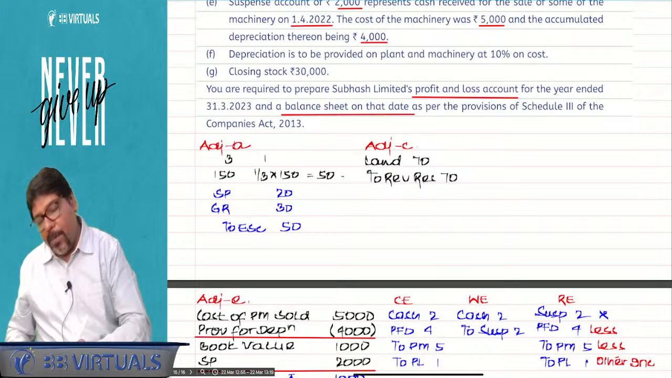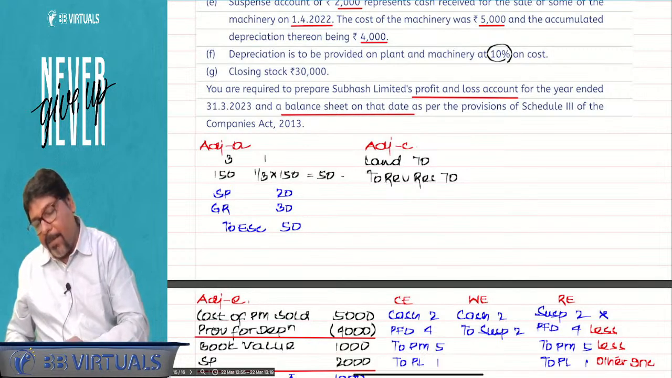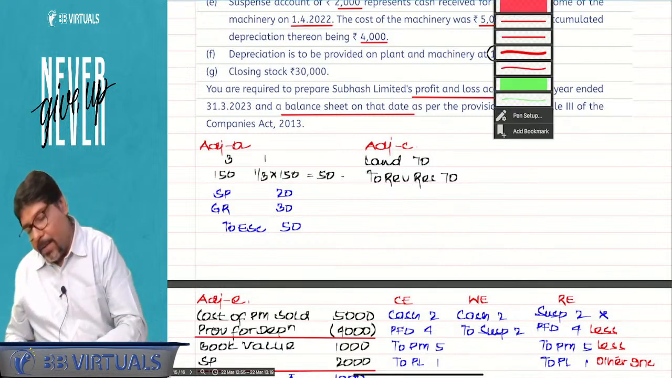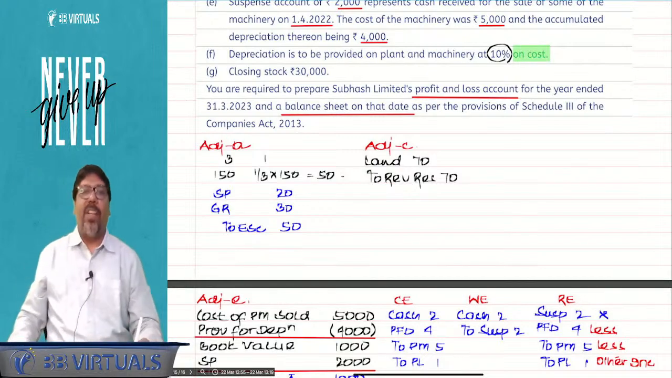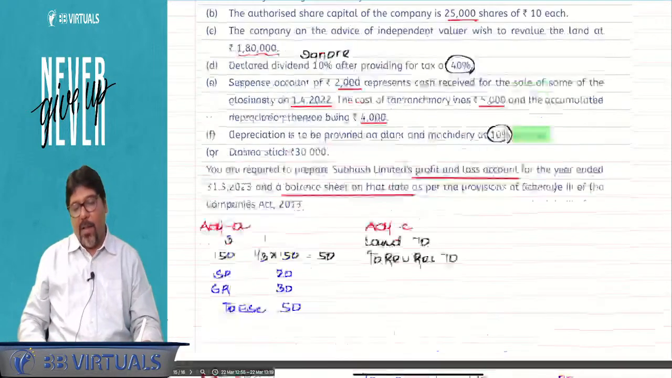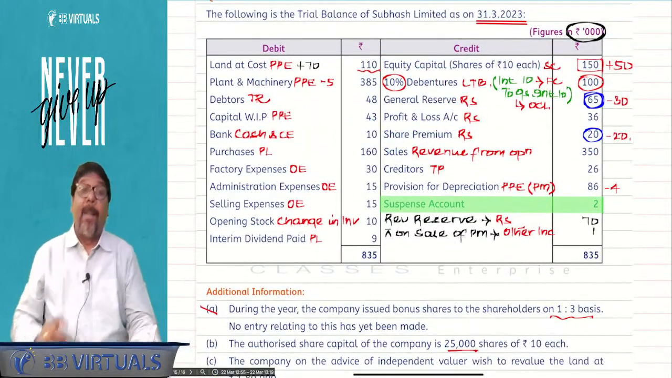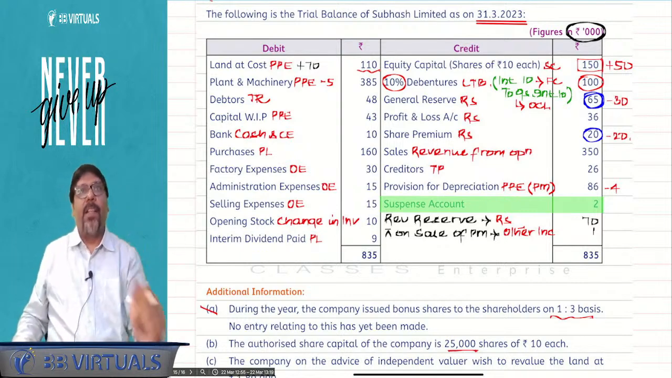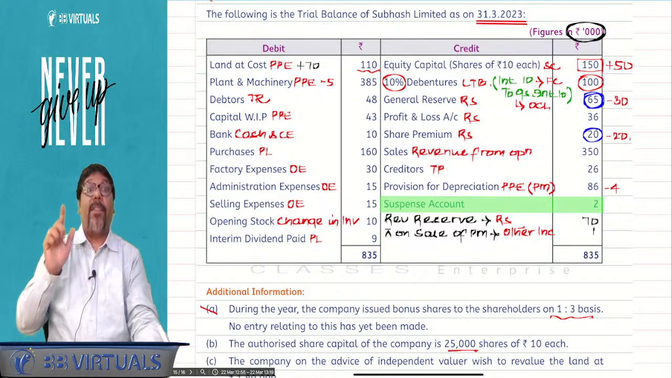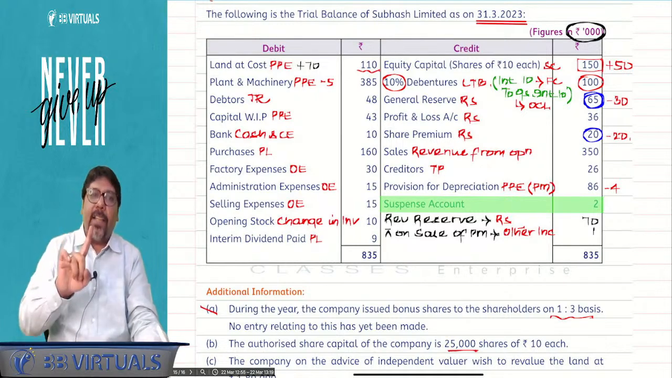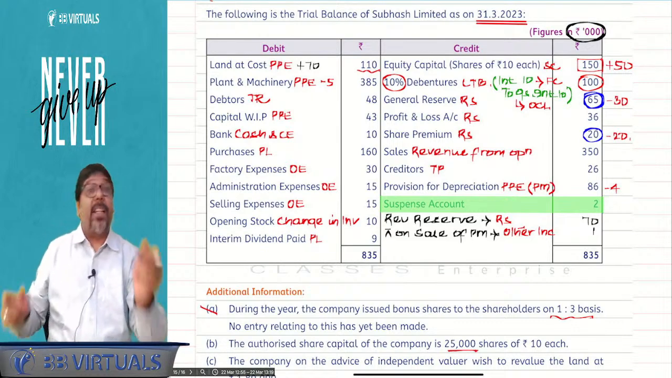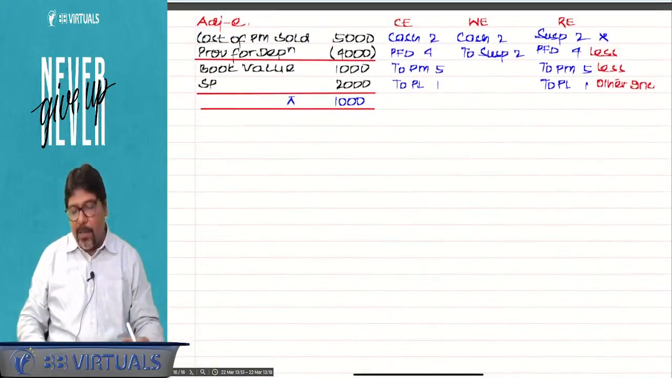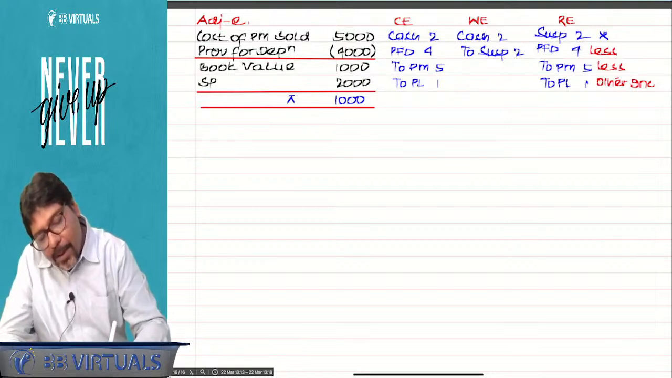Adjustment number F. Depreciation is to be provided on plant and machinery at the rate of 10% on cost. On cost means we are following straight line basis. What is the value of plant and machinery? 385. Out of that 385, how much you sold? 5. So we are left with 380. On that 380, 10% depreciation will come to 38. Very good.